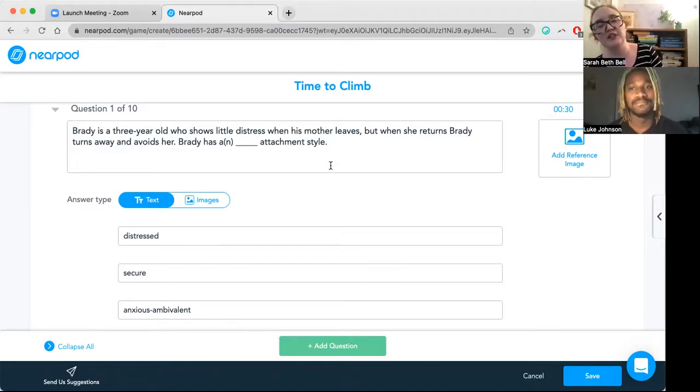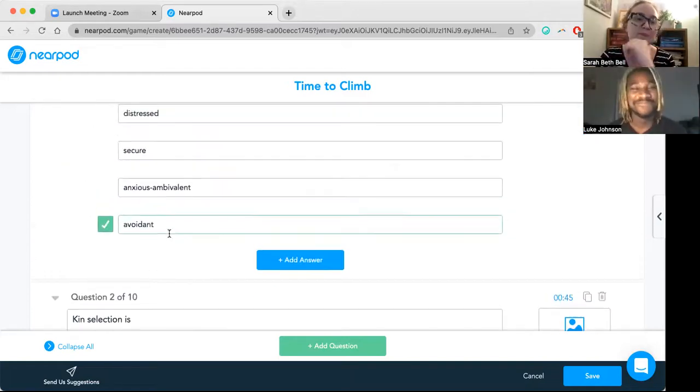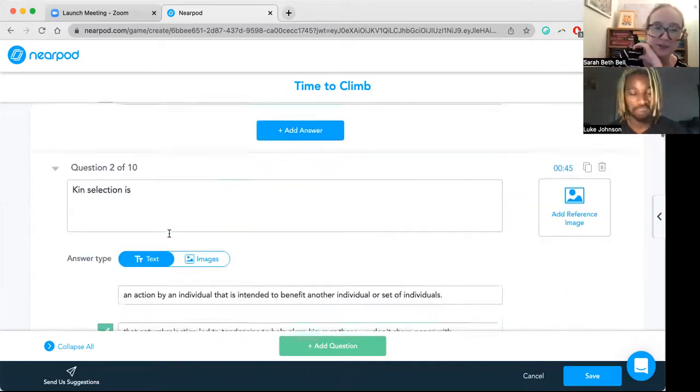Secure would be the healthiest, and it would just mean that his mom left and he's fine, and then his mom came back and he's like, hey, what's up? So this is avoidant. And they're basically what they sound like. Just remember, anxious is clingy. Avoidant is literally just avoiding, and secure is acting as expected.